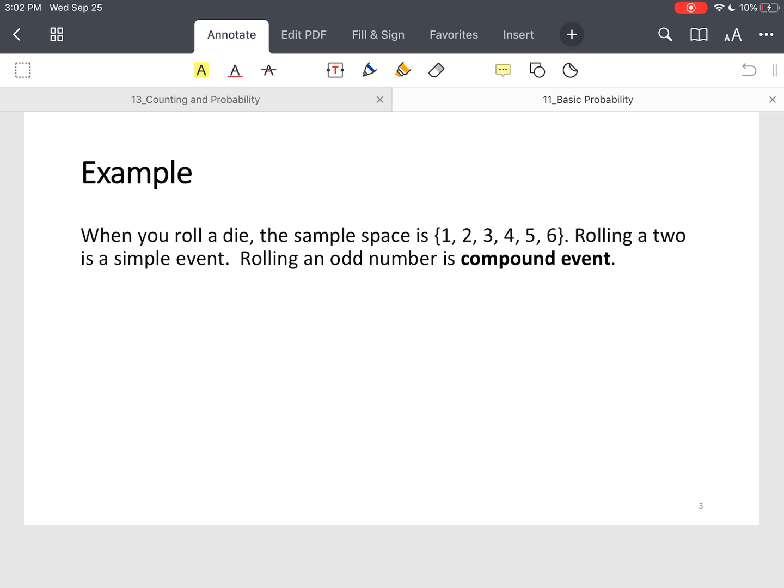So when you roll a die, which is a single, like dice means a pair, so a single one is called a die. The sample space is 1, 2, 3, 4, 5, and 6. Rolling the 2 is a simple event. Rolling an odd number, okay, so odd numbers are 1, 3, and 5. That's what you call a compound event because you've got multiple outcomes.